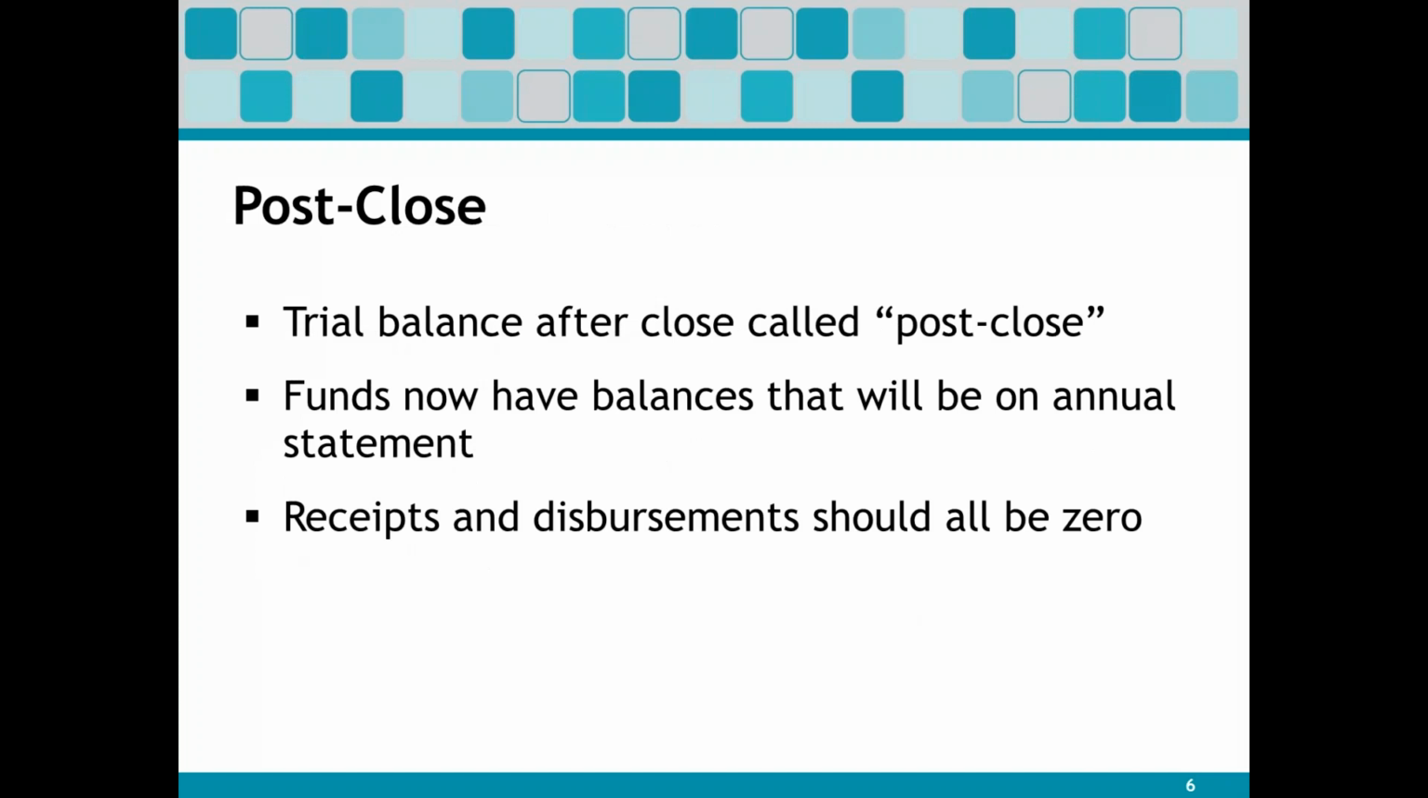Then once the close has happened, you can produce a new trial balance. You should see a lot of zeros for all the receipts and disbursements. If you don't, then something's wrong. And also the funds 3293 through 3297 all have their final balances now that will show up on the annual statement.